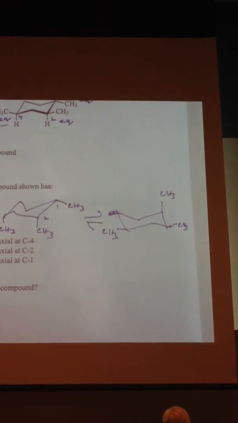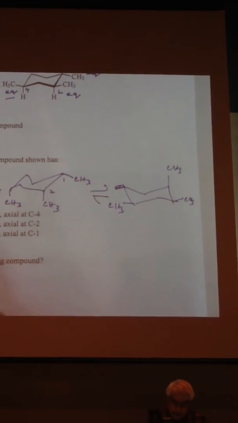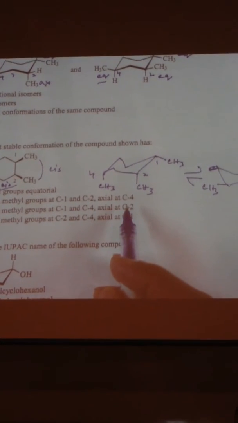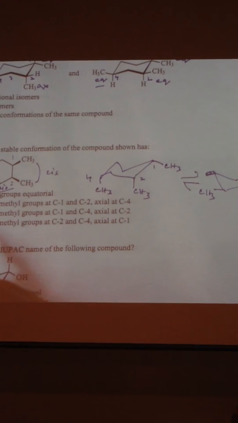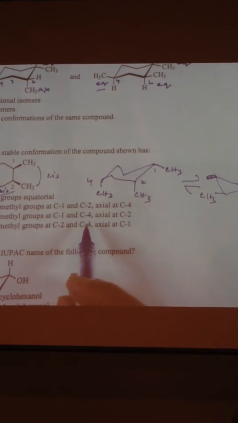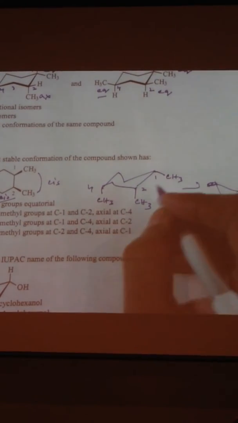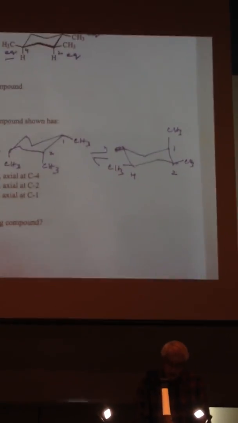Now, as you can see, these methyl groups are equatorial. Equatorial methyl groups at C1 and C2 and axial at C4. Okay, that's also not correct. Equatorial methyl groups at C1 and C4. But which ones? So this is 1, 2, and 4. So we have equatorial methyl groups at C1, axial at C1. So this is actually D is the answer, right?